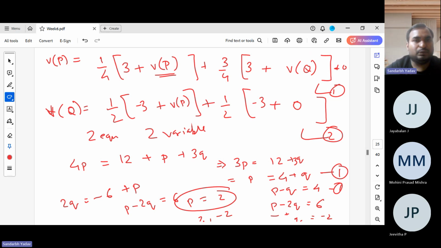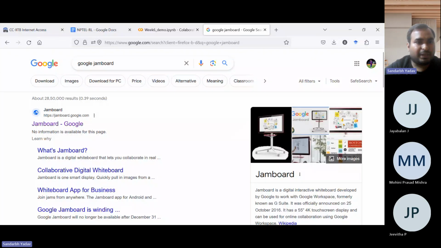This demo is related to Q learning. Maybe I'll share the Mozilla. Okay, so can someone confirm? Are you able to see the browser? Yes. Okay, then I'll continue.